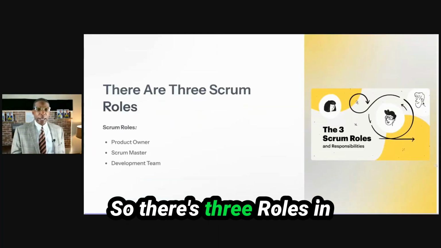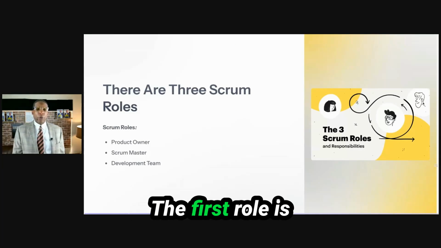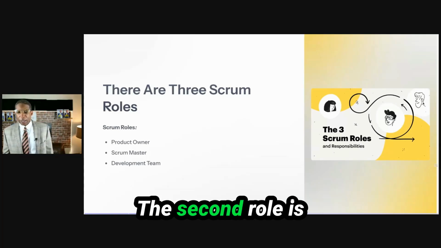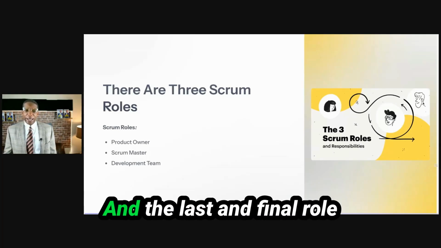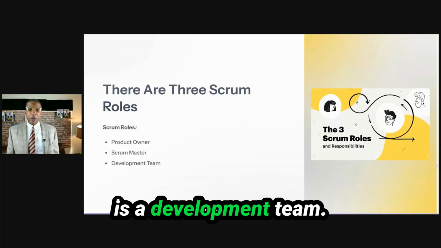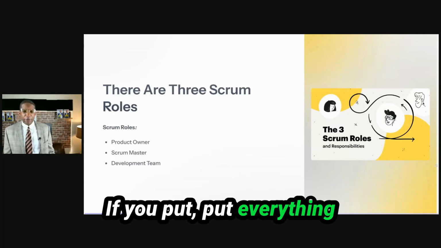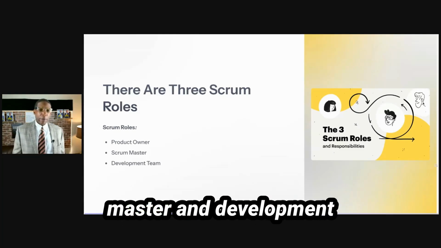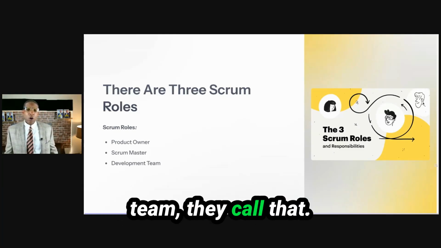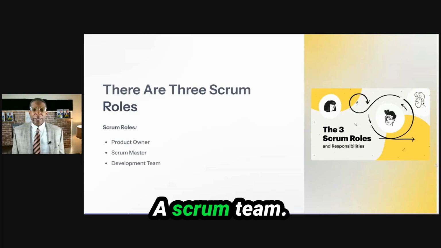So there's three roles in the Scrum framework. The first role is a product owner. The second role is a Scrum Master. And the last and final role is a development team. If you put everything together, meaning the product owner, Scrum Master, and development team, they call that a Scrum team.